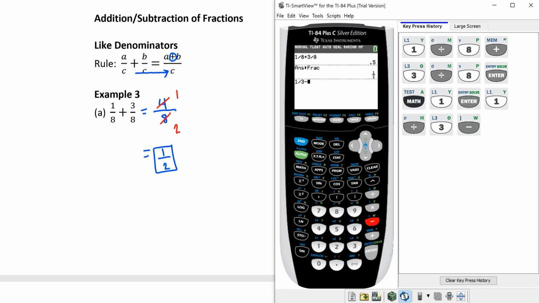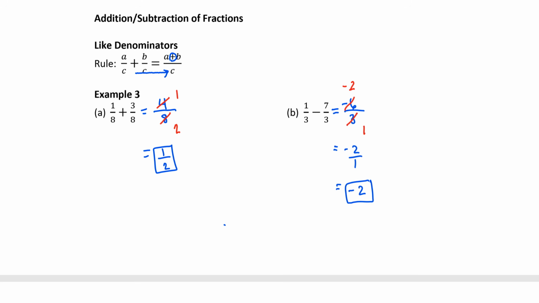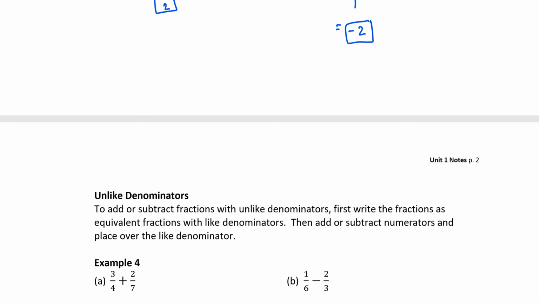1/3 minus 7/3, math, number 1, fraction, we get -2. So when you see your calculator verifying what you calculated by hand, it can really build your confidence to know that you got the right answer. Moving on to page 2.